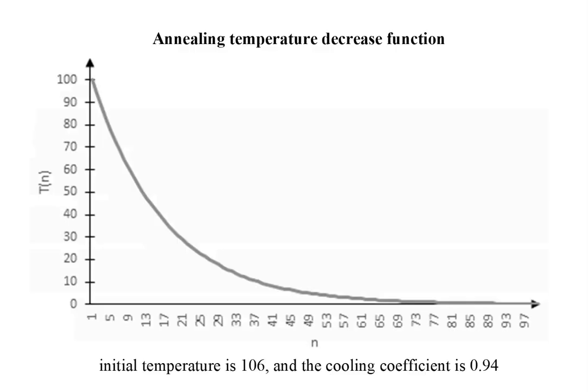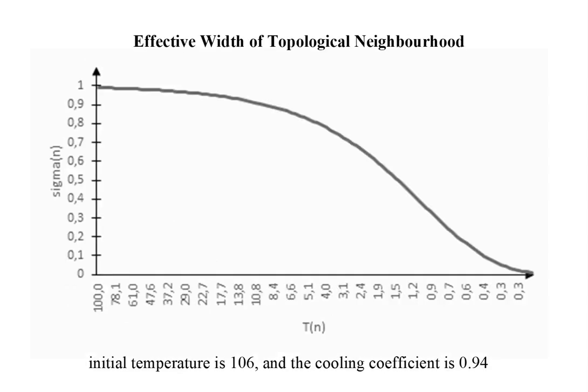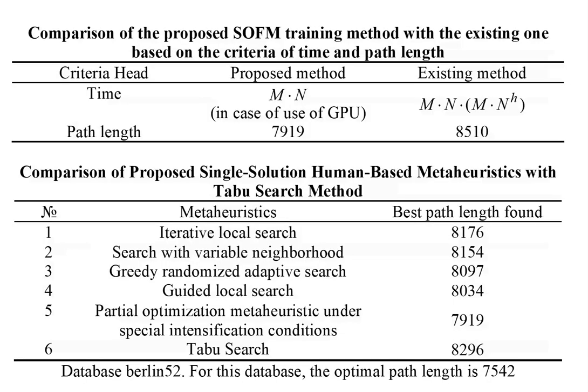Anneal and temperature decrease function. Effective width of topological neighborhood. Comparison of the proposed SOFM training method with the existing one based on the criteria of time and path length. Comparison of the proposed single-solution human-based metaheuristics with the taboo search method.